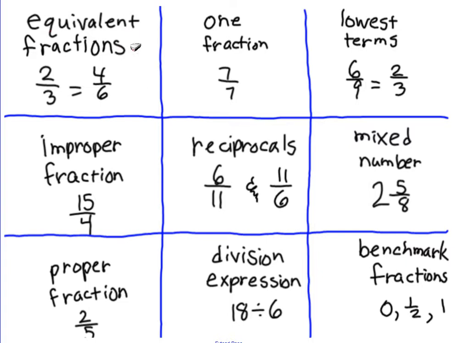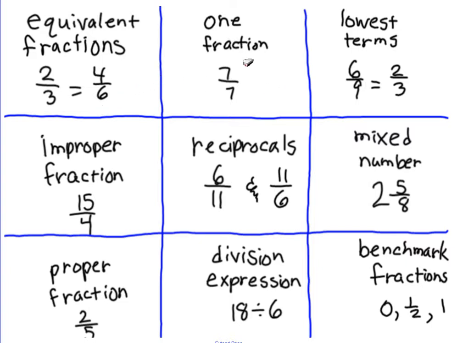First are the equivalent fractions. Equivalent fractions are where the numerator and denominator may be a different number, but they're exactly the same amount. So if I were to shade in an object and show 2/3 of it, and shade in the same size object and showed 4/6, they would be the same exact amount.